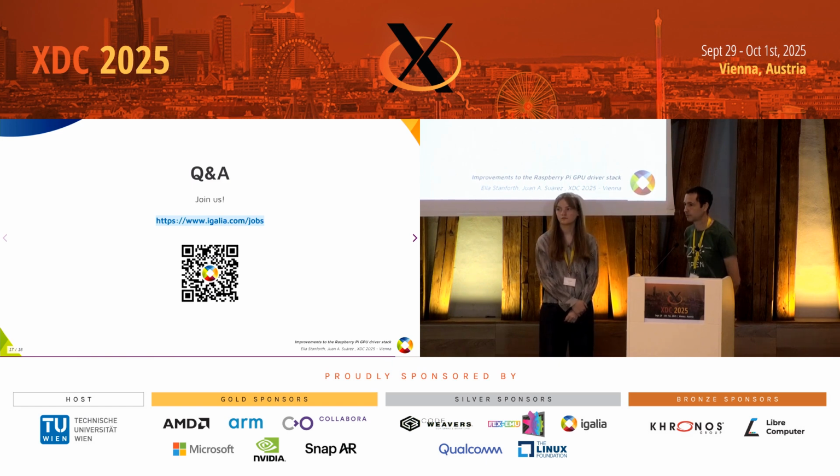Thank you. A couple of questions. How much of it is already available in Raspberry Pi OS, like in official releases? And second question, how much of it is relevant for Vulkan, for example? Thank you.